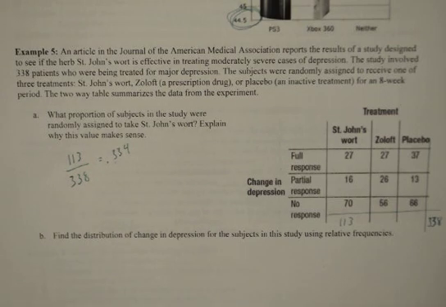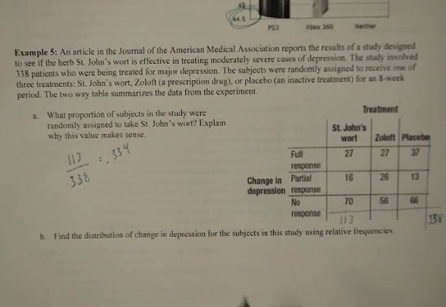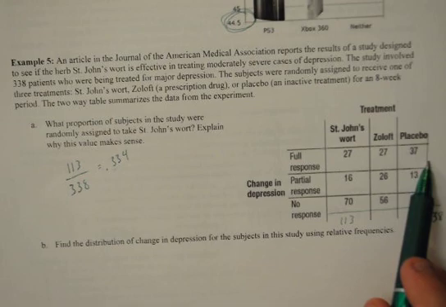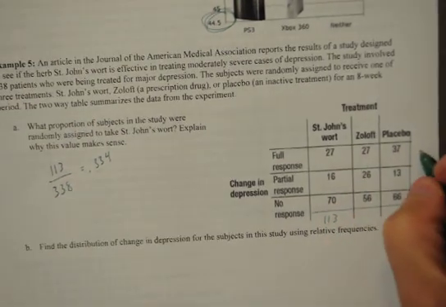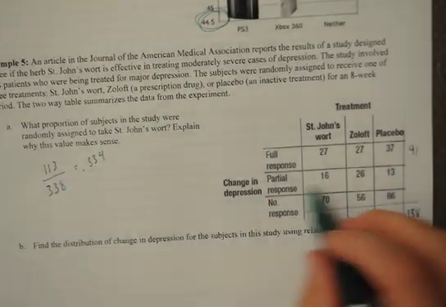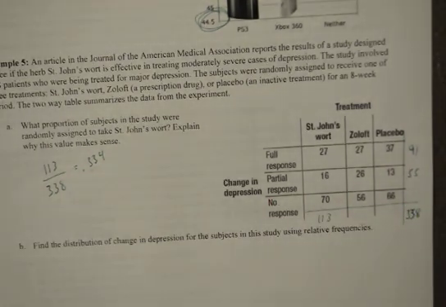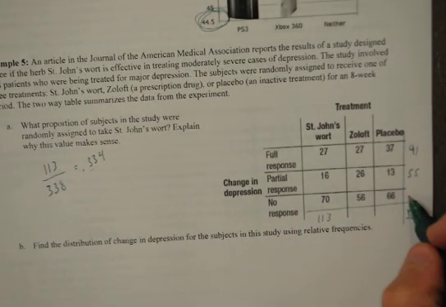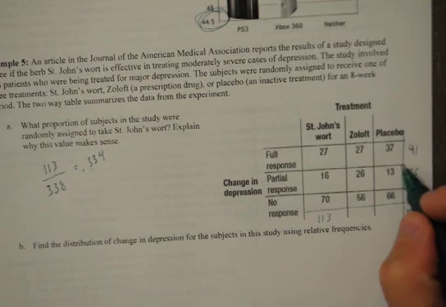Next, find the distribution of change in depression for the subjects in the study using relative frequencies. So for the full response, if you add these up, you get 91 for that. For partial response, if you add these up, you get 55 for that. And for no response, if you add these up, you get 192 for that.